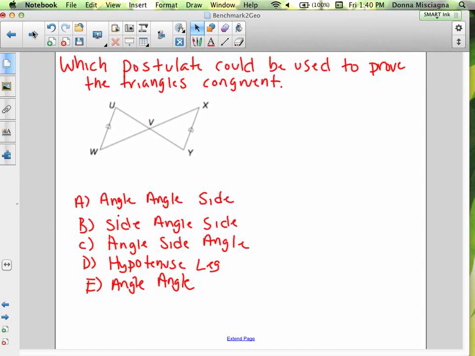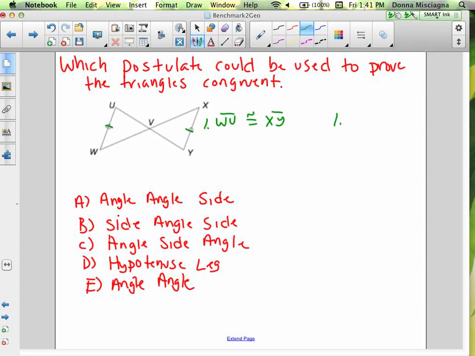Which postulate could be used to prove the triangles congruent? All right, so it's just a little blurry. But notice we're given that WU is congruent to XY, and that's given. We're also given some parallel line markings, so WU is also parallel to XY. Both things were given.